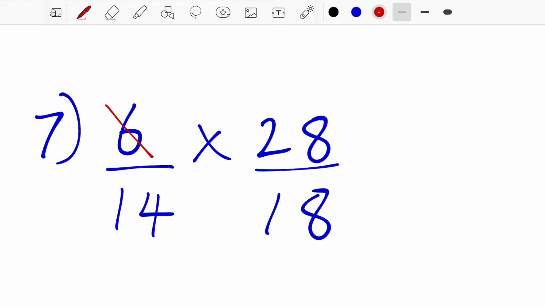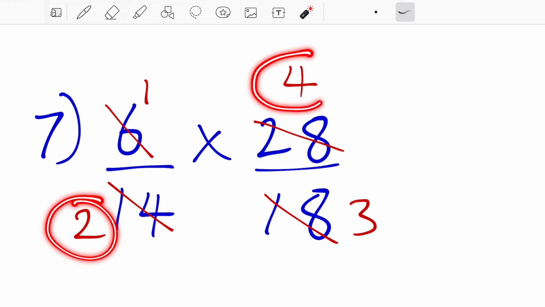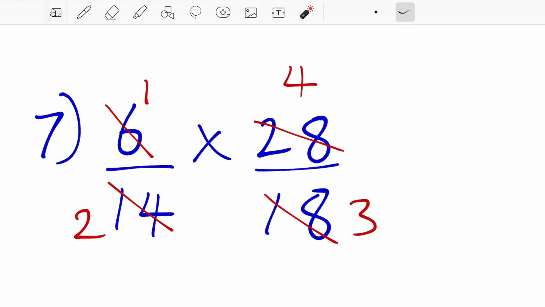6 into 6 is 1. 6 into 18, 3. 7 into 14 is 2. 7 into 28 is 4. So we can even go further. 2 into 2 and 2 into 4. 2 into 2 is 1. 2 into 4 is 2.